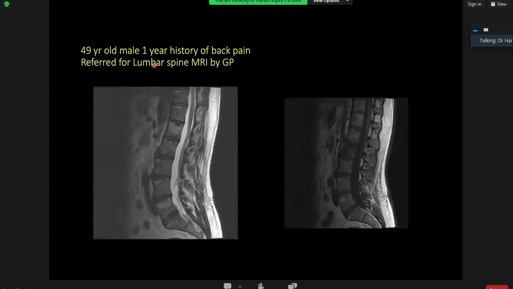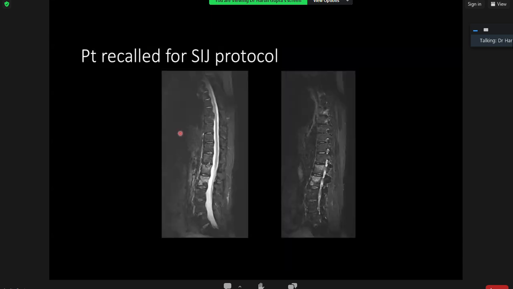This is a case of a 49-year-old male with a 1 year history of non-radicular back pain, now referred by the GP for lumbar spine MRI. So we do the standard lumbar spine MRI, but we see a lot of anterior corner fatty changes, and possibly end plate edema, because this is low signal on T1, high signal on T2. So we are not happy. We say we need to get the patient back for SI joint protocol imaging.